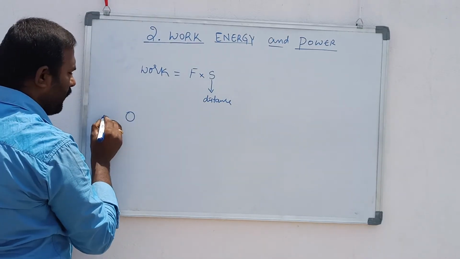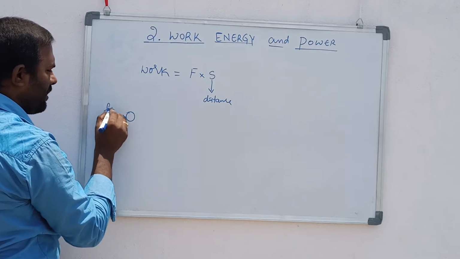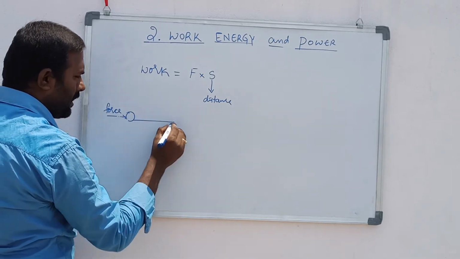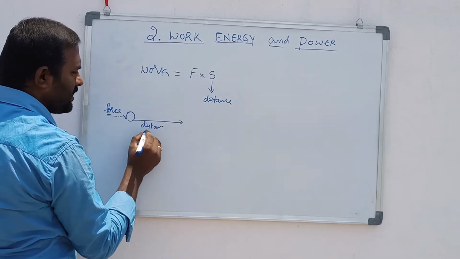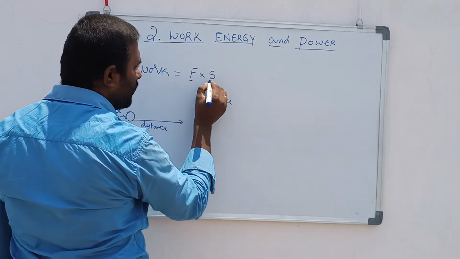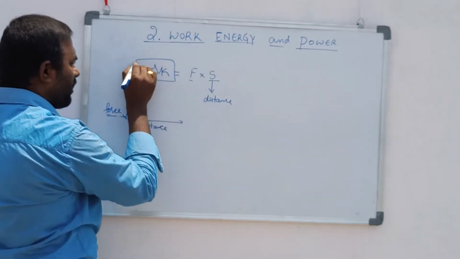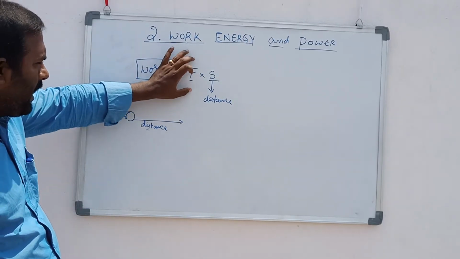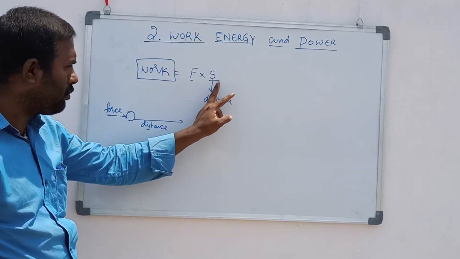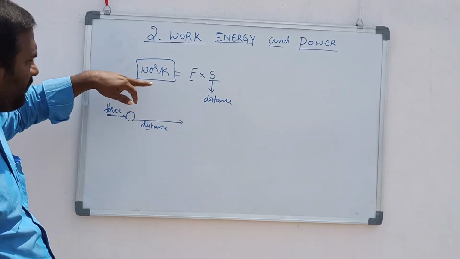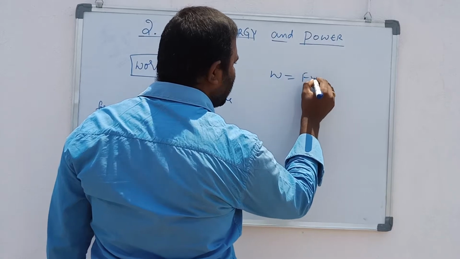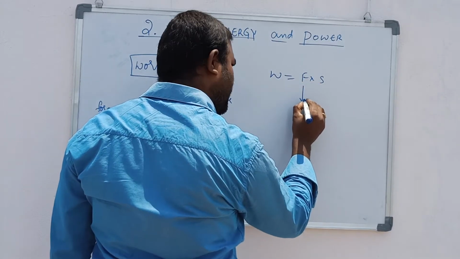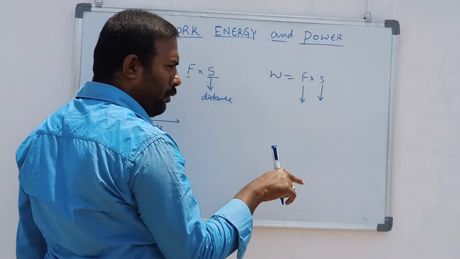If a ball is there and you want to move that ball, you apply some force so that it moves some distance. So this force and distance, force into distance, will make the work. Work is said to be done when a force is applied and the body moves some distance. W is equal to F into S, where force and distance are the two important factors.